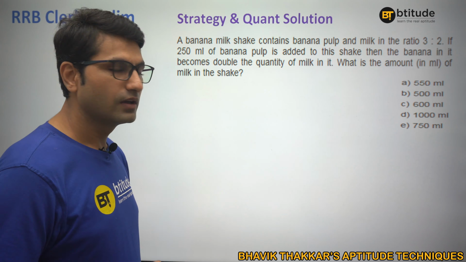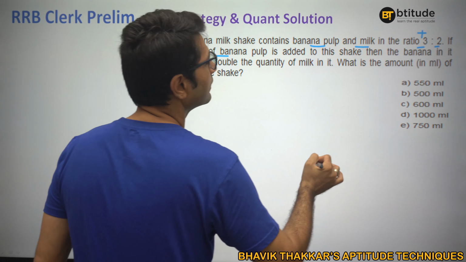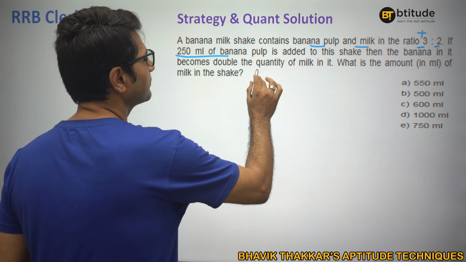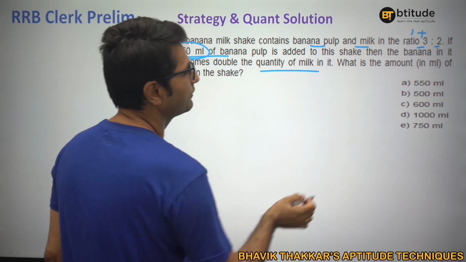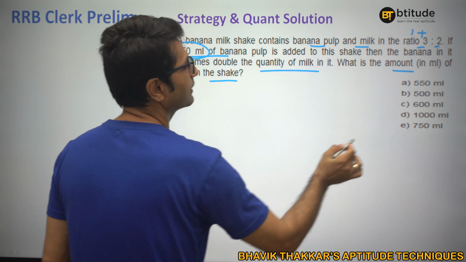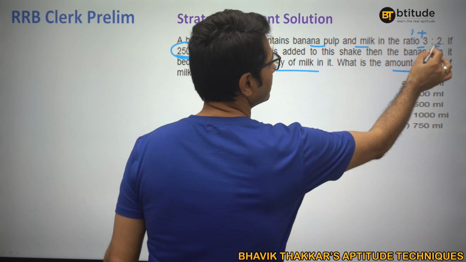Alright, look, banana pulp and milk are in this ratio. If 250 ml of banana pulp is added, banana becomes double the quantity of milk. So I would say, okay, 2 parts, 3 parts. If it is to be double, 1 part has to be included. So that 1 part is actually 250 ml, and we are asked the amount of milkshake. That means these 2 parts. So if 1 part is 250, 2 parts is 500. That's it. That is how you should be able to think. You didn't need any pen to answer that question. Alright then. What about this one?